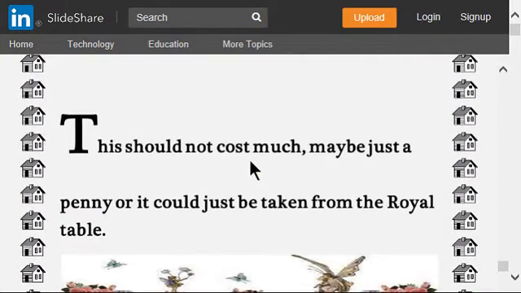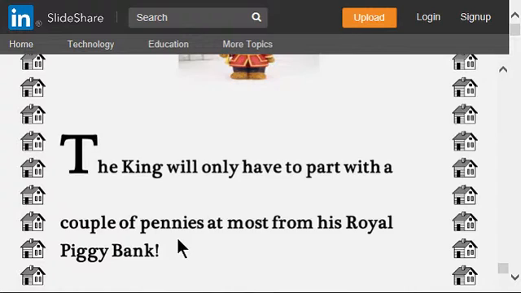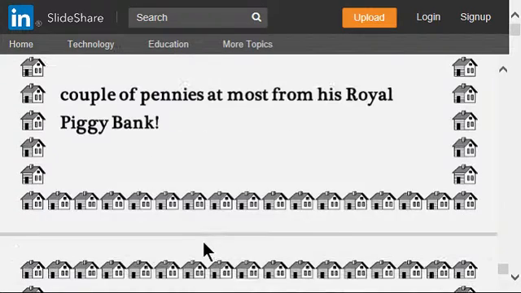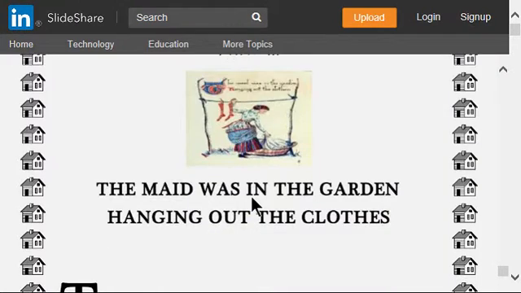This should not cost much, maybe just a penny, or it could be taken from the royal table. The king will have to part with very little from his piggy bank, at most a couple of pennies, from his royal piggy bank.